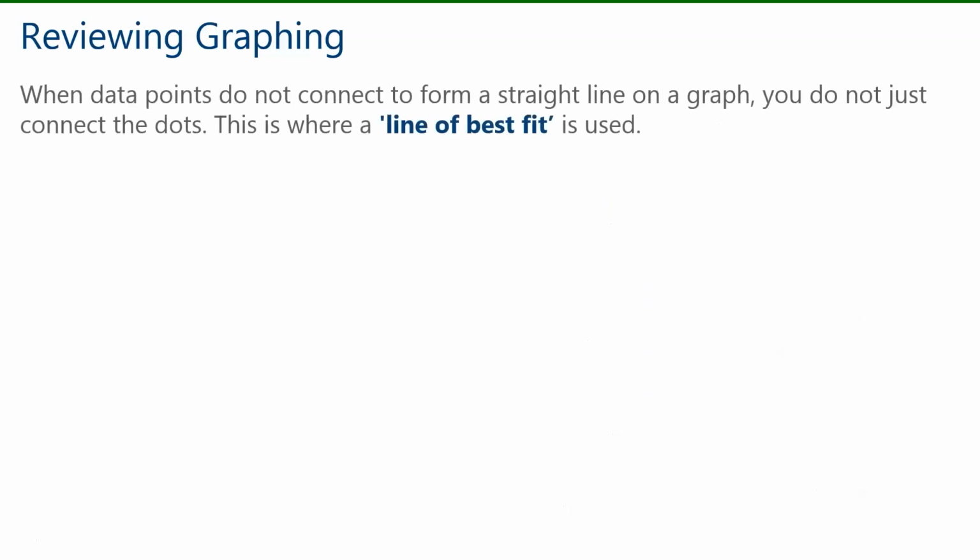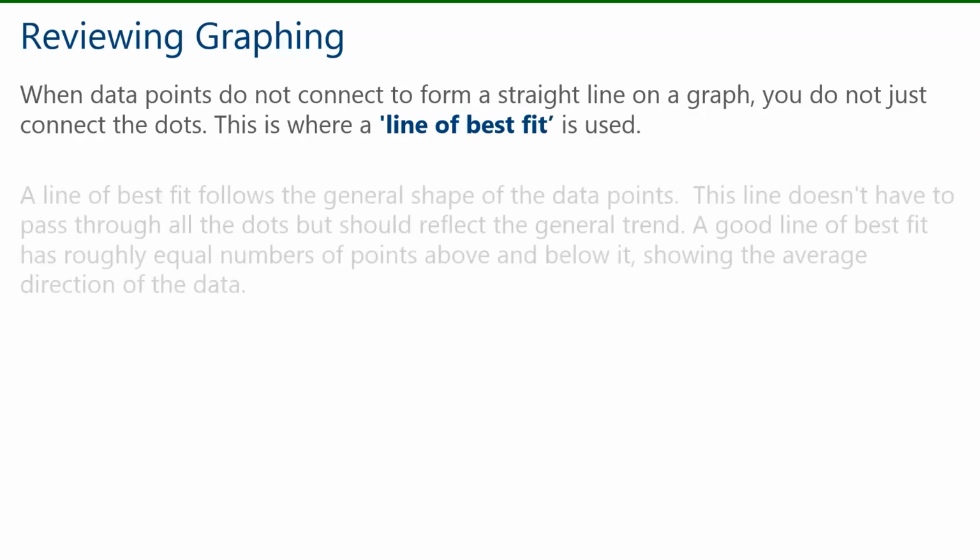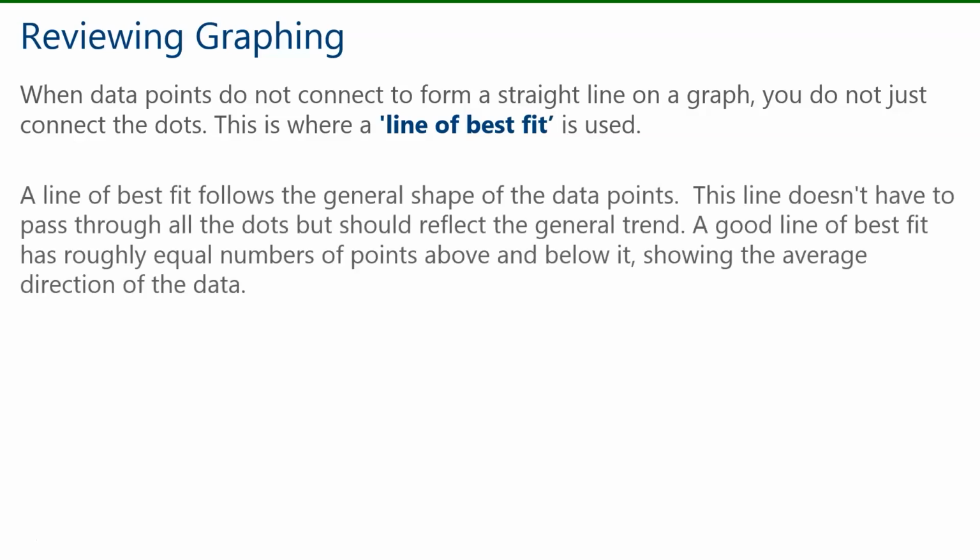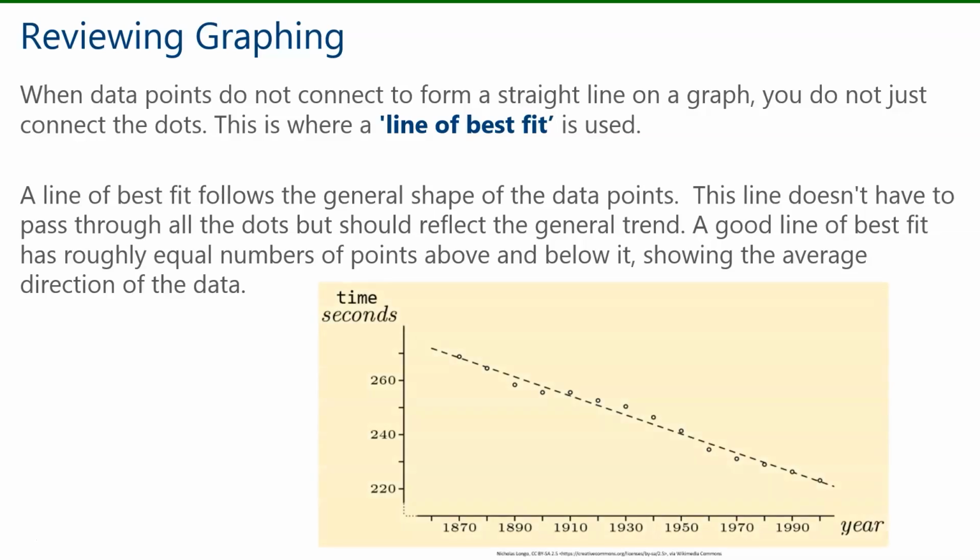When data points do not connect to form a straight line on a graph, you do not just connect the dots. This is where a line of best fit is used. A line of best fit follows the general shape of the data points. This line doesn't have to pass through all the dots, but should reflect the general trend. A good line of best fit has roughly equal numbers of points above it and below it, showing the average direction of the data. This is an example of a line of best fit.